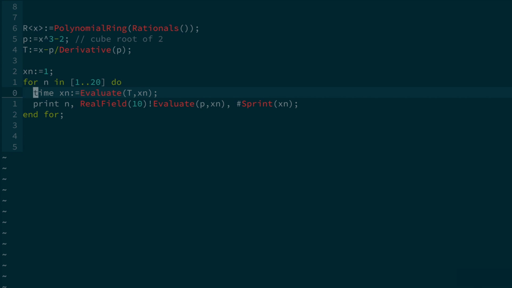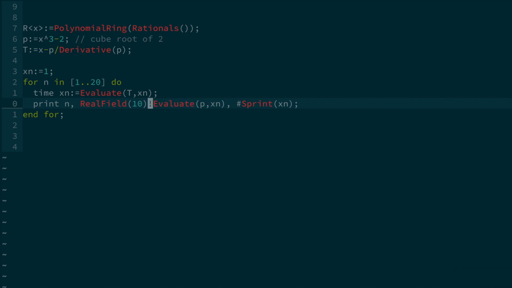I'm timing how much this is taking, and I print out the number of the step that I'm currently on. I'm going to evaluate the polynomial p at my approximation. This is going to be good enough to judge how close xn is to the cube root of 2. You can think about why this is so.